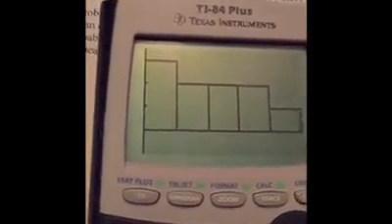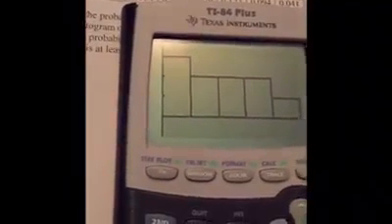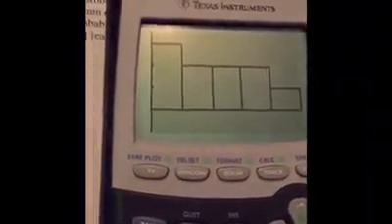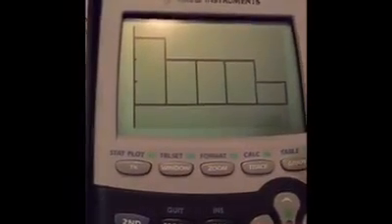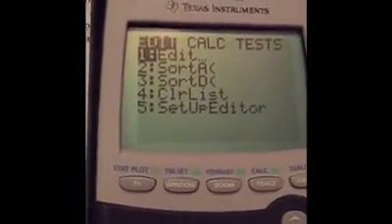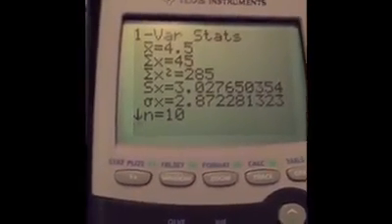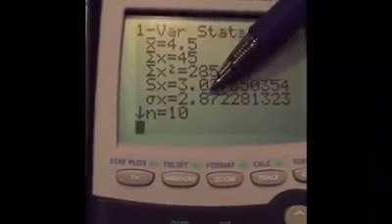It doesn't look exactly like what we did in class because our class had 9 bars. This is combining some of them, but it'll give us the right information for the variance and the standard deviation, which is what we're looking for. So if we go to stat, over to calculate, one variable statistics, we find that the standard deviation is going to be 2.87.